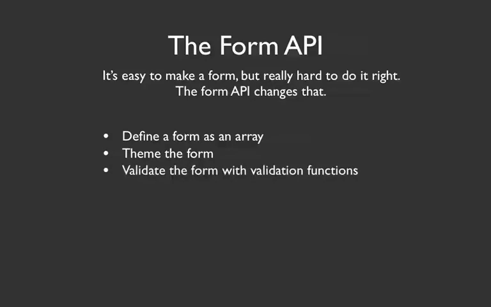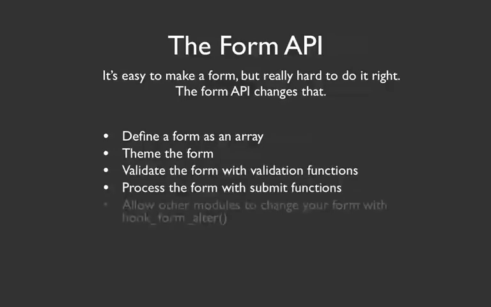The Form API allows you to validate a form before the information gets processed, and then allows you to process the information once it's passed validation with submit functions. And finally, by using the Form API instead of a vanilla PHP or HTML form, you allow other modules to plug into the form and change it with the hook form alter. With a hook form alter, the entire form array is passed to any modules who define this hook, and it allows them to do whatever they want with it. So they can hide elements, add new elements, change the way certain elements are displayed. So it allows your module to be a jumping off point for other modules, which can be really cool.